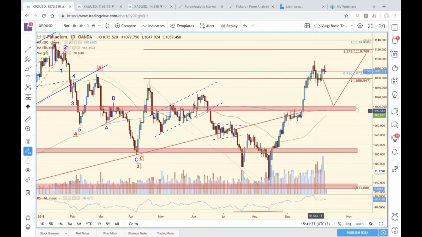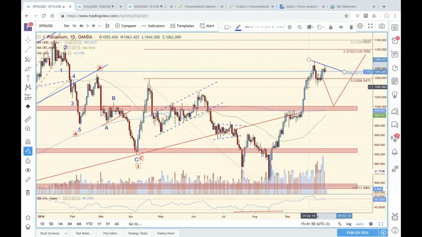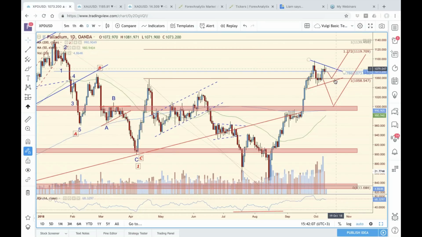Copper doesn't look that bad, and the same applies to palladium. Initially, I thought that palladium, after producing this little move lower, was going to produce one more leg to the downside, but seeing the fashion in which it has rebounded from there, I think there is a second, more bullish scenario: that instead of producing an ABC, it might actually produce a triangle before it moves higher. So perhaps what palladium is going to end up doing is something like that.